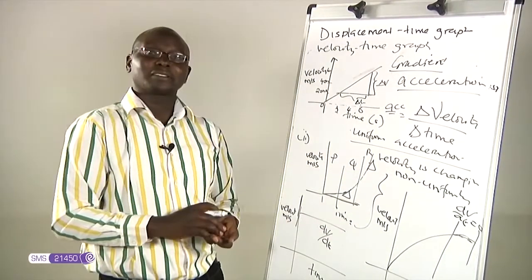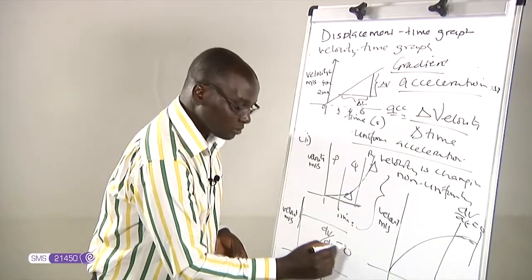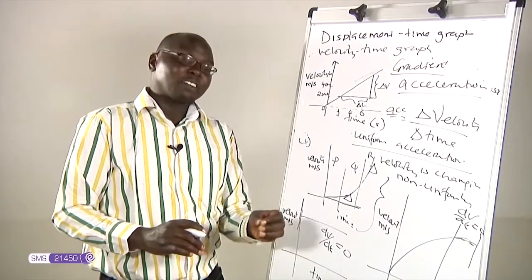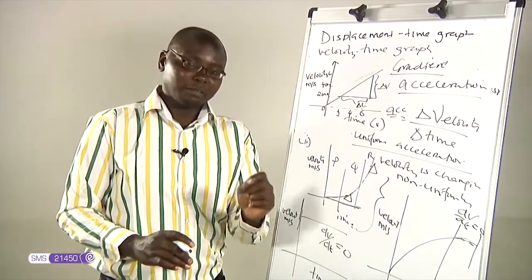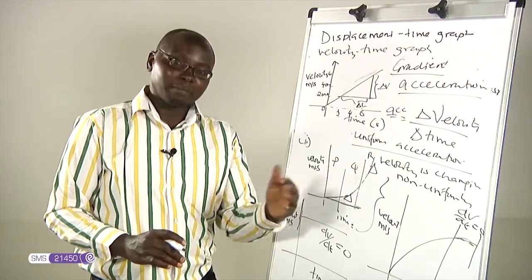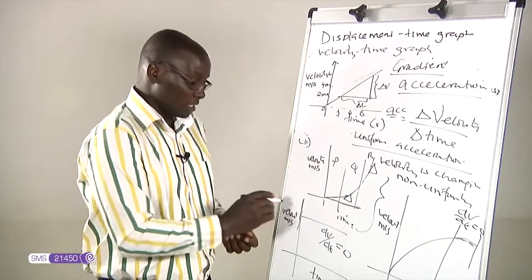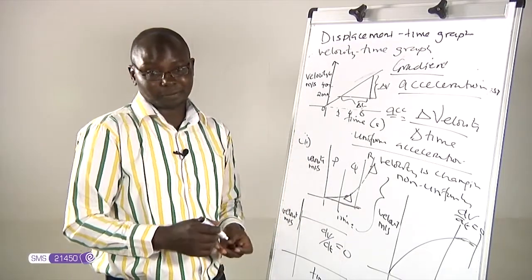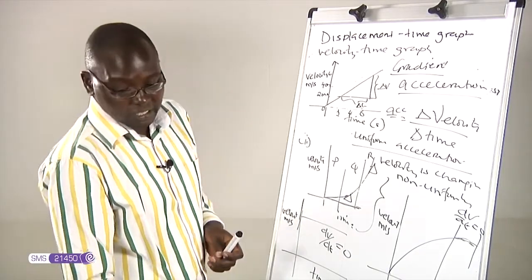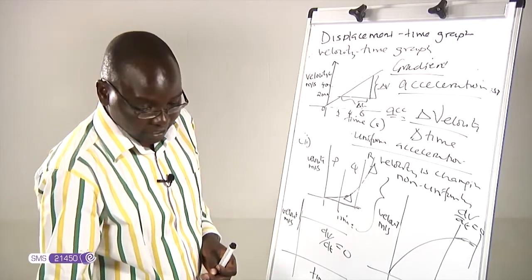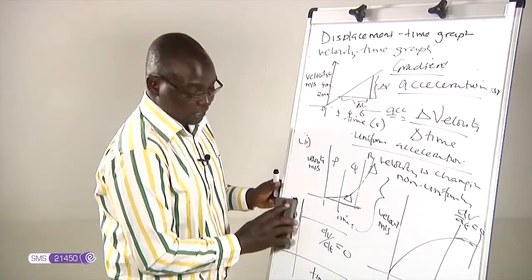is 0. But being 0 does not mean that the body is stationary. No, it means that the body is not accelerating, but it's moving with uniform, constant velocity, maybe 20 meters per second. Those are the velocity time graphs, and so much for the motion graphs.